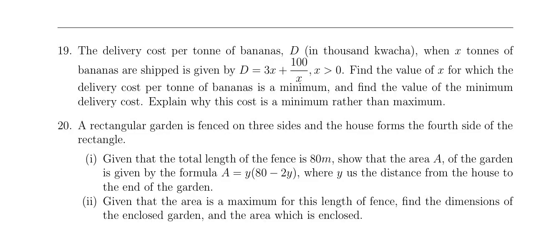Yeah, so look at number 19. They're saying the delivery cost per ton of bananas when d tons of bananas is shipped. So that's what you have. Find the value of x for which the delivery cost per ton of bananas is minimum. Then find the value of the minimum delivery cost. Explain why this cost is minimum rather than maximum.